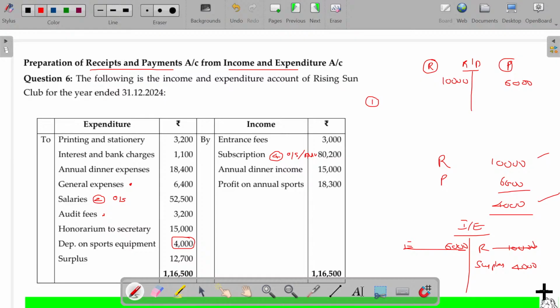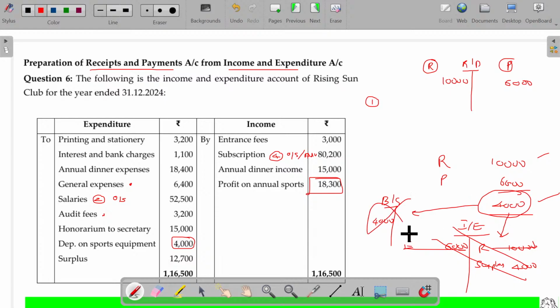Sir, I don't want to transfer that to the income and expenditure account, sir. If it is not transferable there, then it can be kept in the liability side as surplus we have for the dinner meet. This amount can be used for the next year's dinner meet. But here it is clearly stated the profit on annual sports is 18,300, which is nothing but this 4,000. This 4,000 may either come in the income and expenditure account or in the balance sheet. As it is clearly posted in the income side, it will not go to the balance sheet.